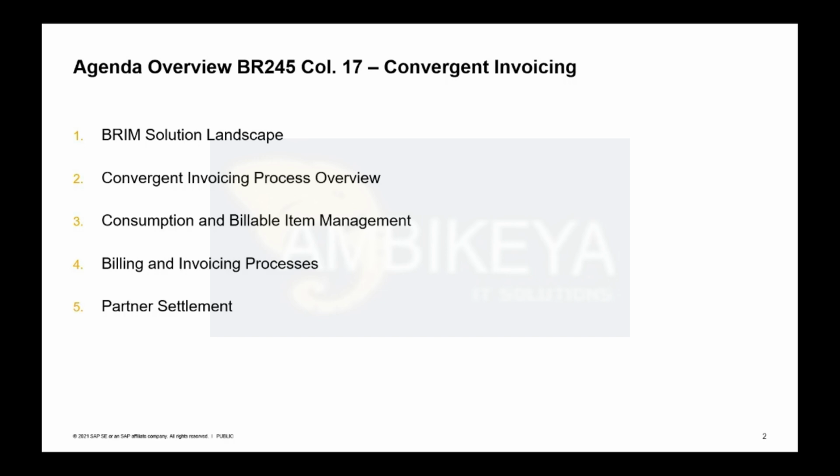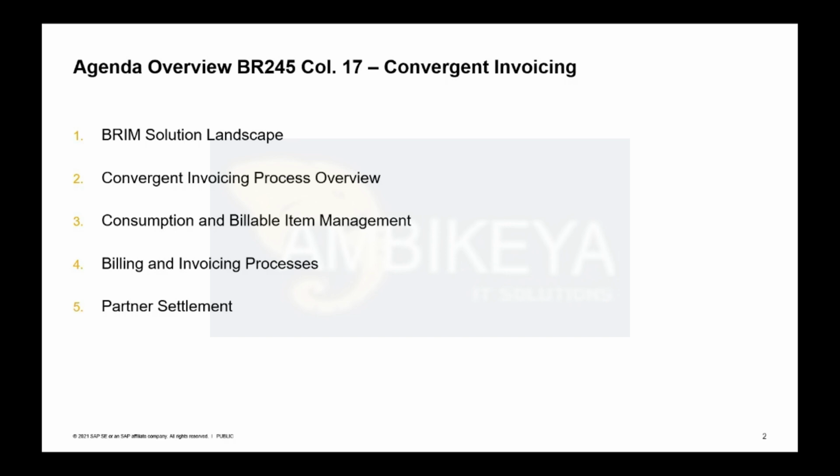Then the next step is we will go a bit deeper and have a look at the convergent invoicing process overview to give you an idea what is the content of convergent invoicing. We will have a deeper look in the third part at a very important functionality of convergent invoicing. This is the consumption and billable item management. This is also a very large part of the BR training.